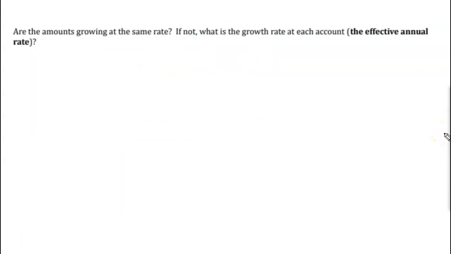Are the amounts growing at the same rate? If not, what is the growth rate of each account? The effective annual rate. So what do we mean by effective annual rate and the annual percentage rate? So the APR, again, is the annual percentage rate. How much interest are you sticking in there over the course of the whole year? So 5% interest is what I'm going to compute over the course of the whole year.